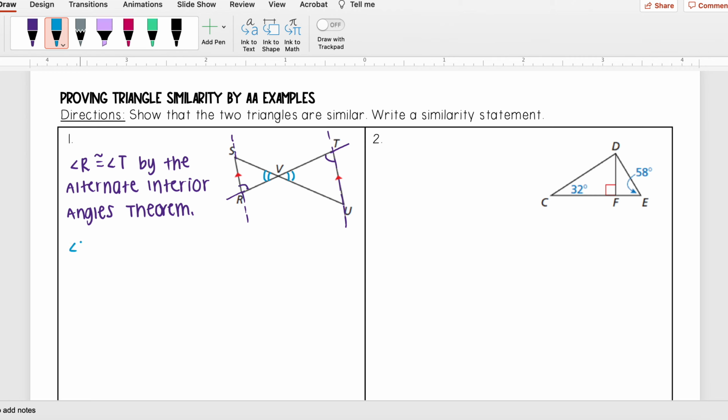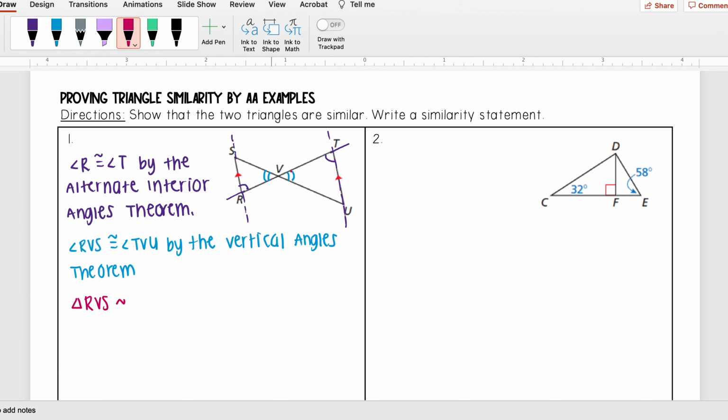So I have that angle RVS is congruent to angle TVU by the vertical angles theorem. And since I have two angles that are congruent, I can therefore say that triangle RVS is similar to triangle TVU, since R is congruent to T, by the angle-angle similarity theorem.